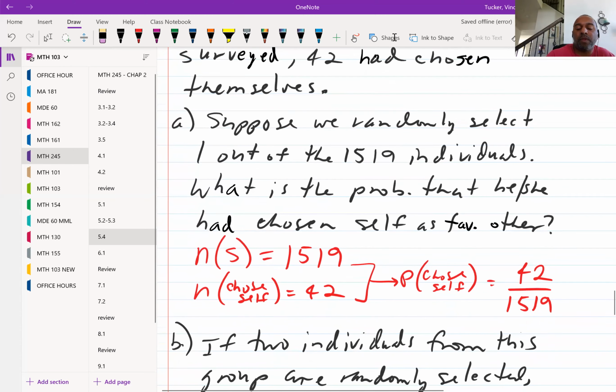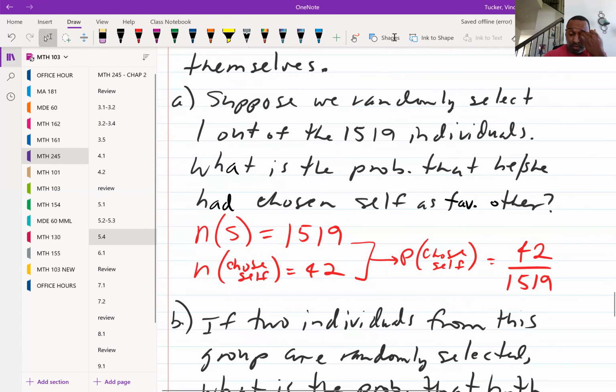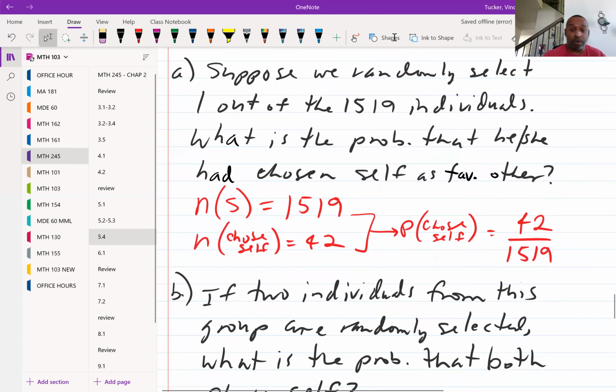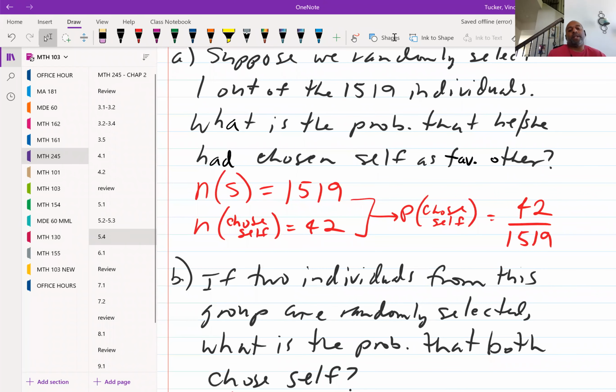All right. So now here's where the new process comes into play, or pretty much what we're focusing on comes into play, in B. It says, if two individuals from this group are randomly selected, what is the probability that both chose self? Okay, get a chance to write it down, and then we'll get to it.